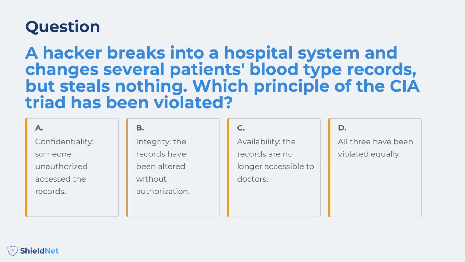Now, before we move on, there is one question. A hacker breaks into a hospital system and changes several patients' blood type records, but steals nothing. Which principle of the CIA triad has been violated?